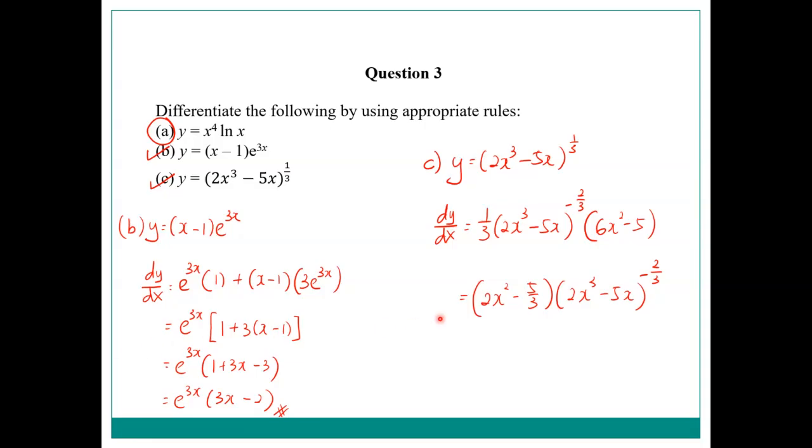How do I get this one? Because I'm multiplying 1 over 3 to this function. So 3 and 6 can be cancelled. So I got 2, and 3 and 5, I got 5 over 3.